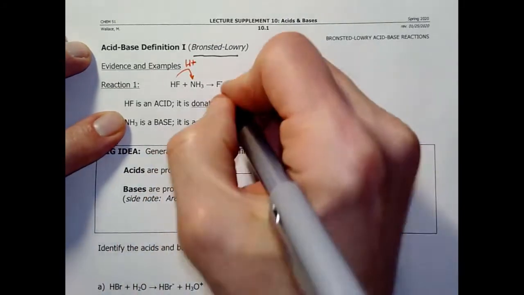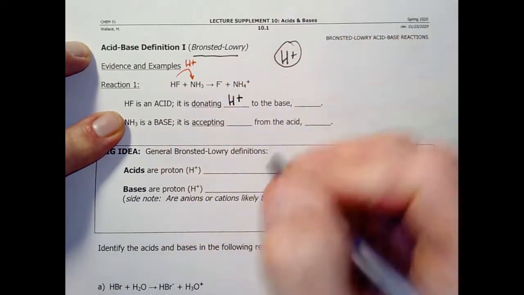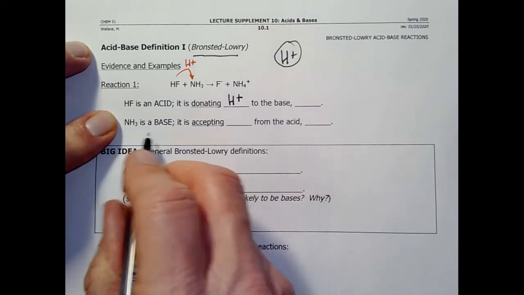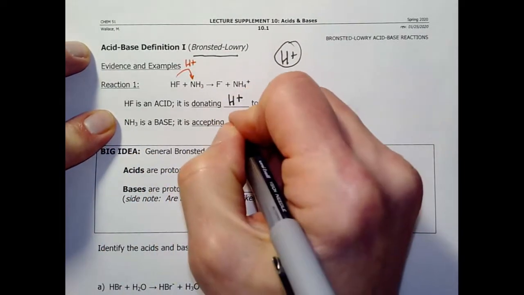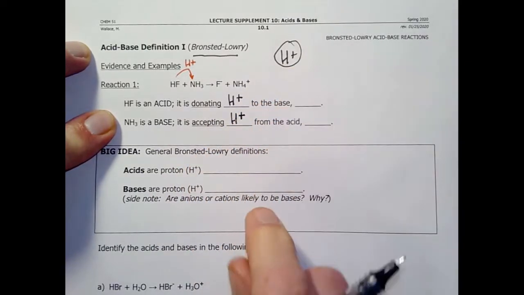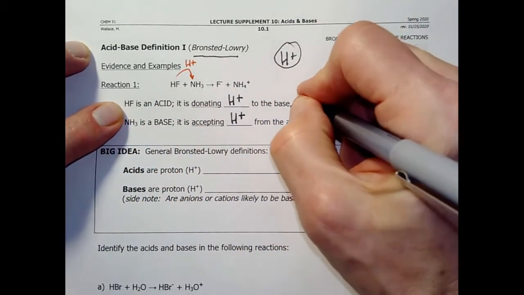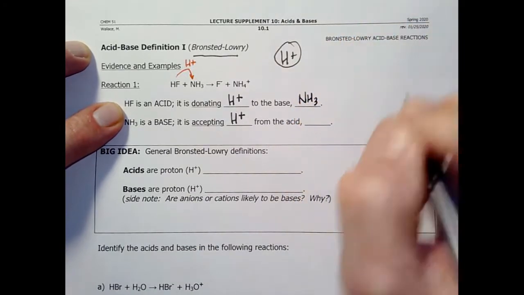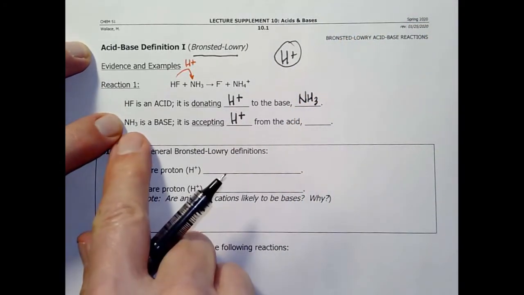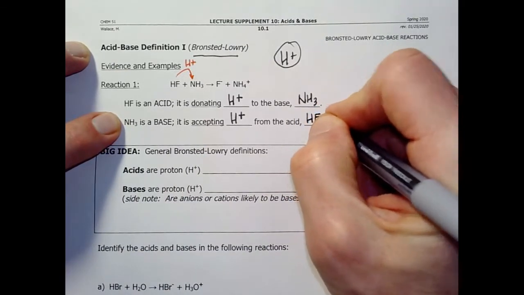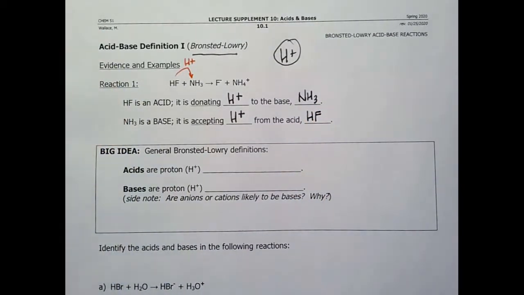We say an acid donates H+. Well then, conversely, bases accept H+. HF is an acid. It donated H+ to the base, which was NH3. NH3 is a base. It's accepting it from the acid, which is HF. Okay, we've been sort of saying that, but now we've got it more formally defined, Bronsted-Lowry.